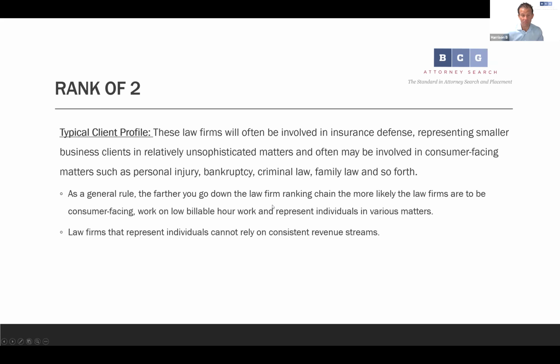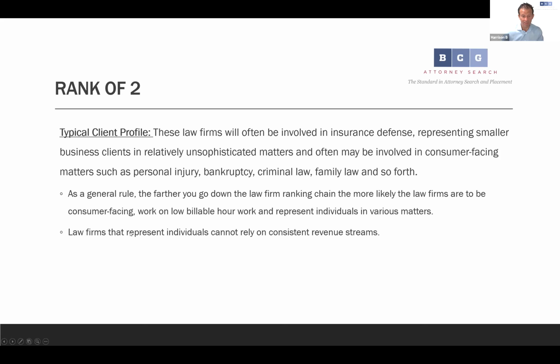And pretty much the farther down you go, so you start off at the fives where you would almost never represent a consumer. The farther down you go and you get to a two, you're typically going to start having contact with the public, meaning people needing personal bankruptcy or personal injury or family law matters and things. And the billing rates are often going to be lower.